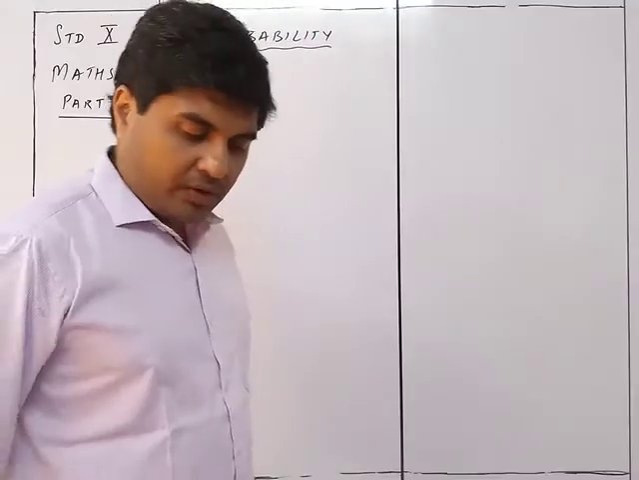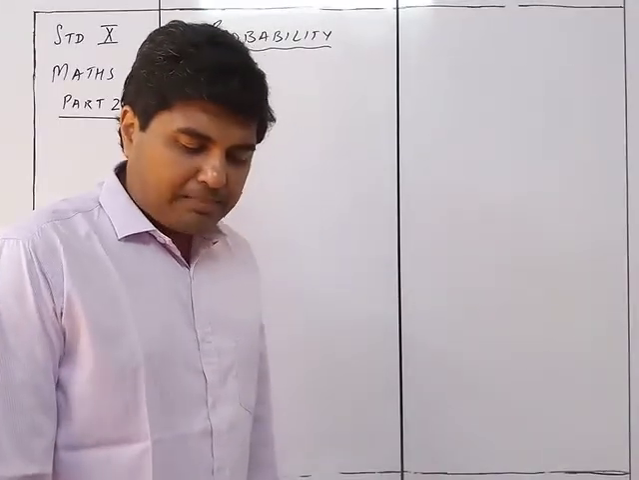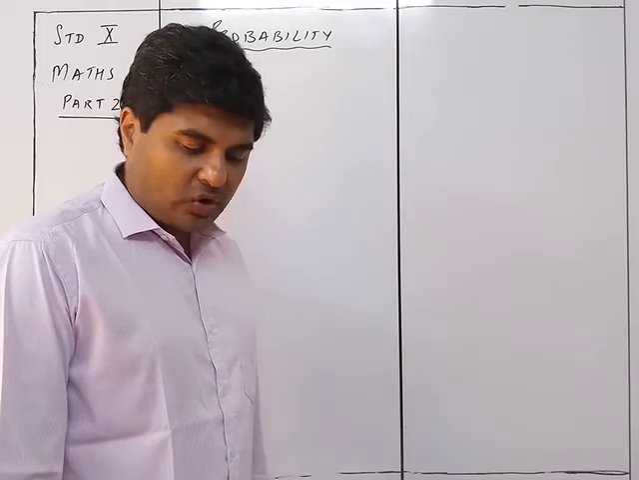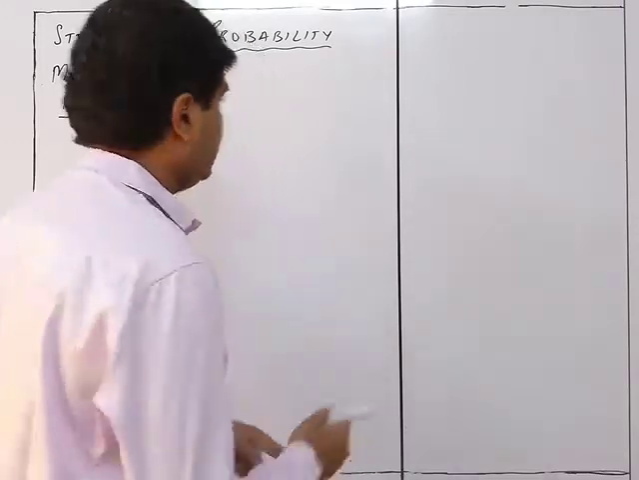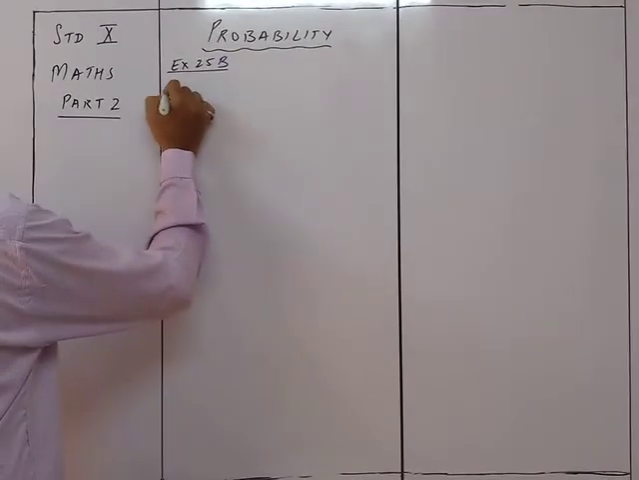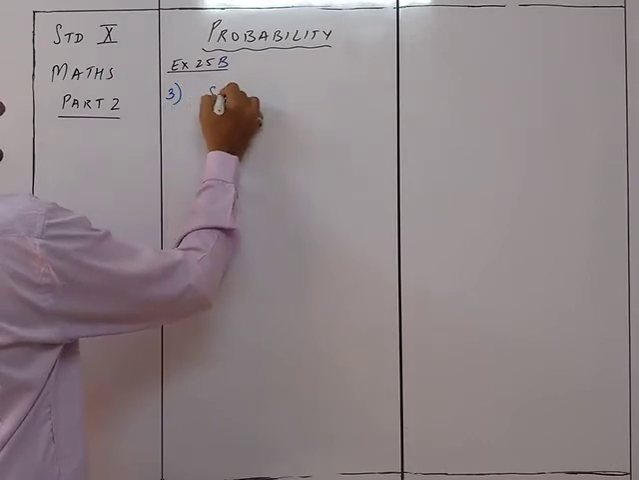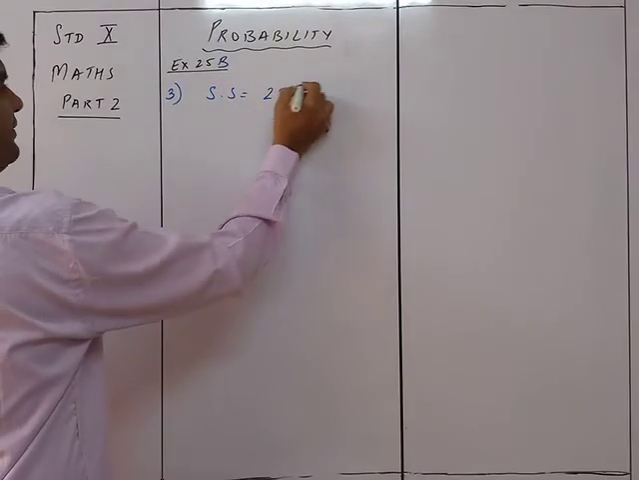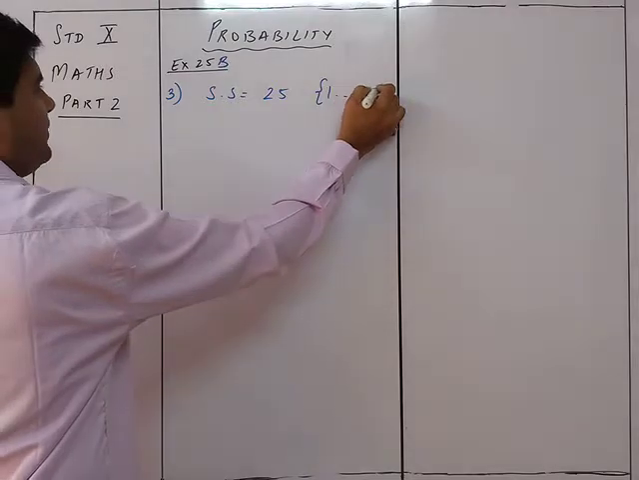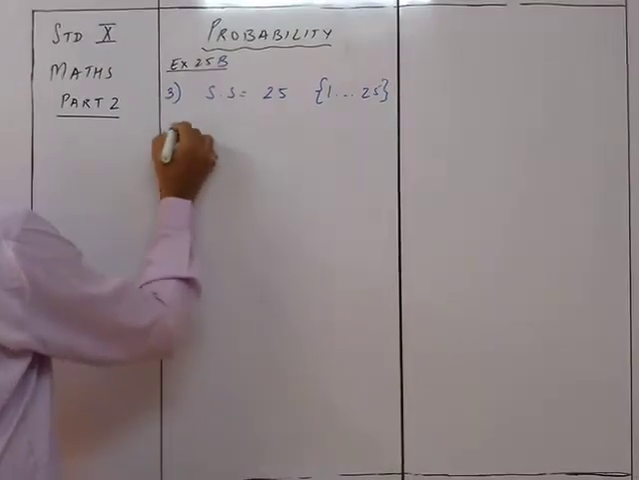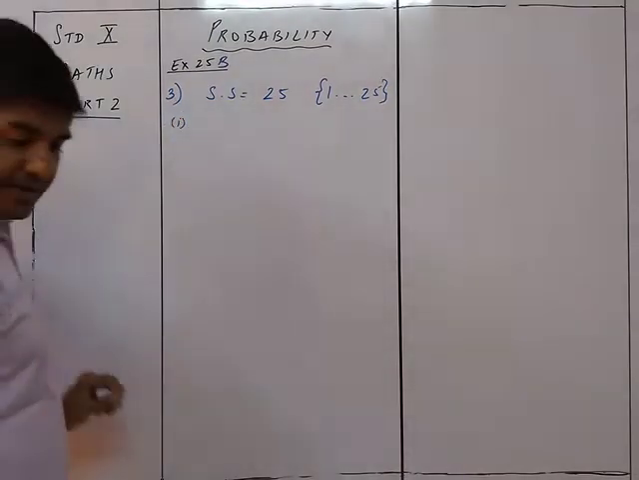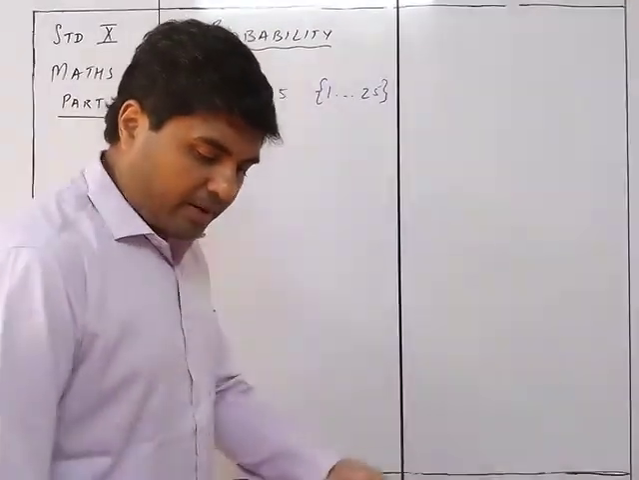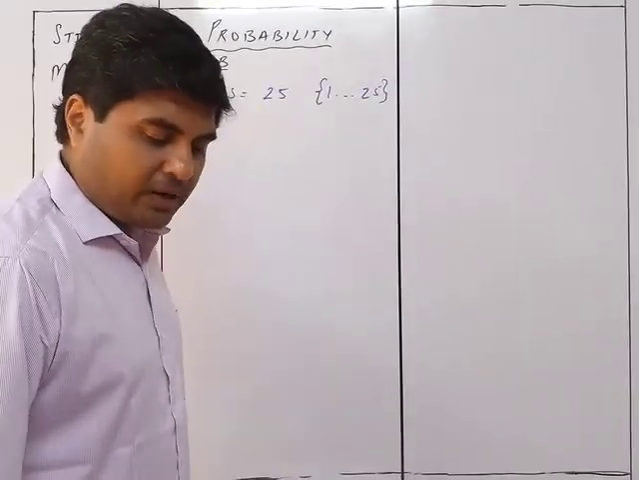Question 3. From 25 identical cards numbered from 1 to 25, one card is drawn at random. Again the same thing. You have the third sum, where the sample space is 25, that is from 1 to 25. The first thing they are asking is to find the probability that the number of the card is a multiple of 3.